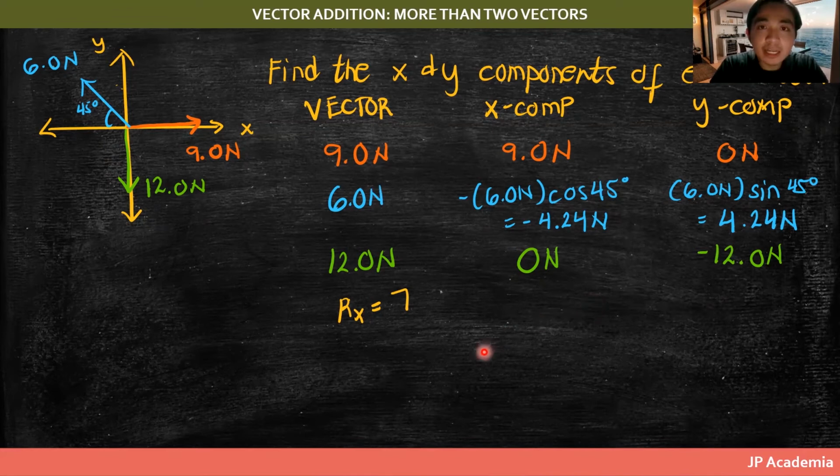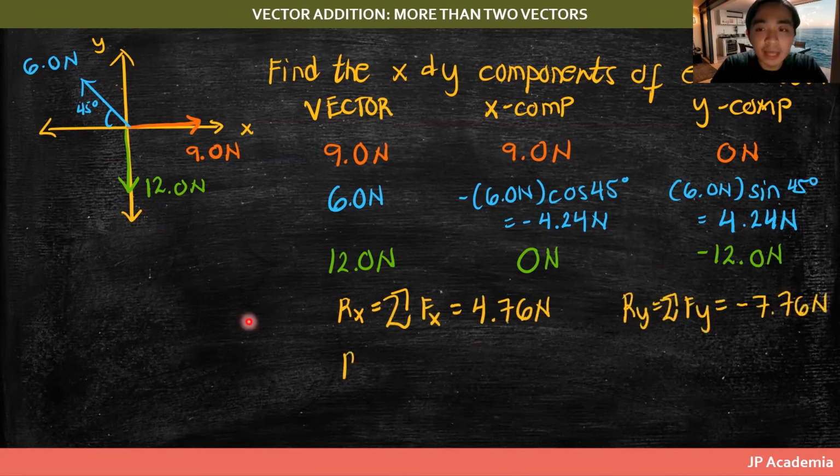Same lang sa ginawa natin kanina for 2 vectors. Add mo lang yung components along the x, then along the y. Makakuha ka ng components ng resultant vector mo. So R sub x is equal to 4.76 newtons. For R sub y, yung y component ng ating resultant, this is equal to negative 7.76 newtons.